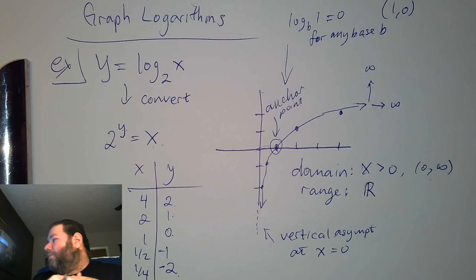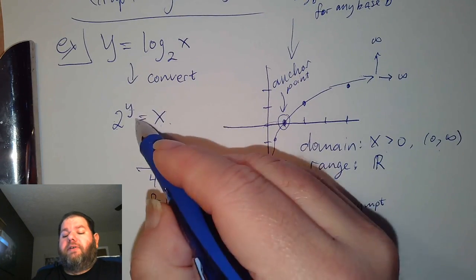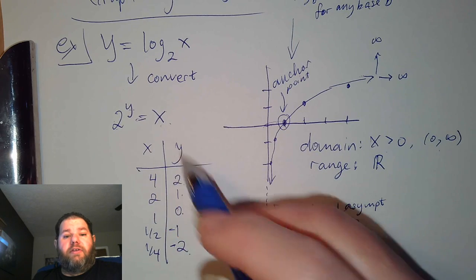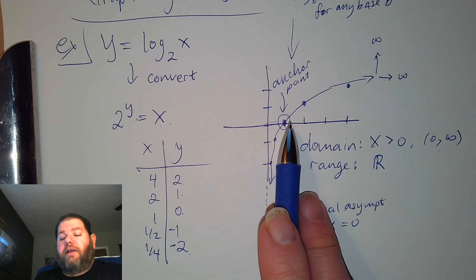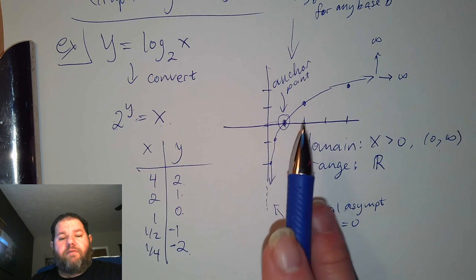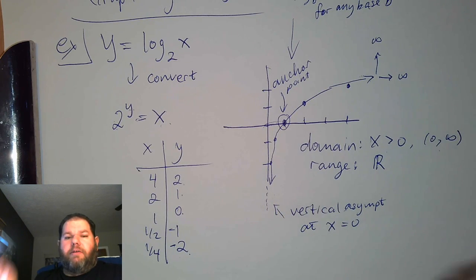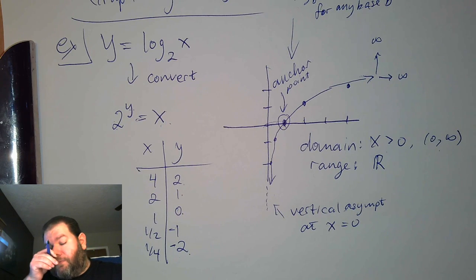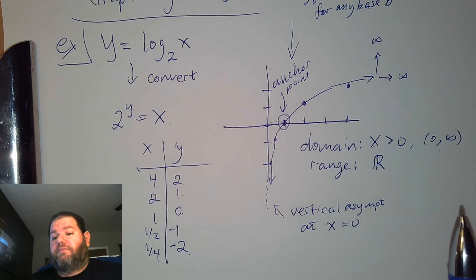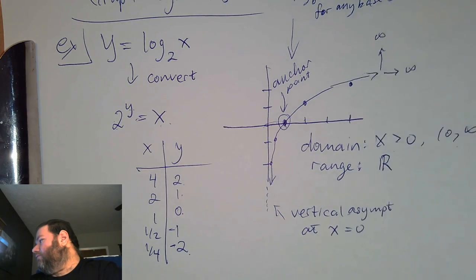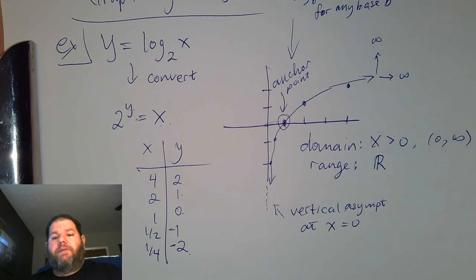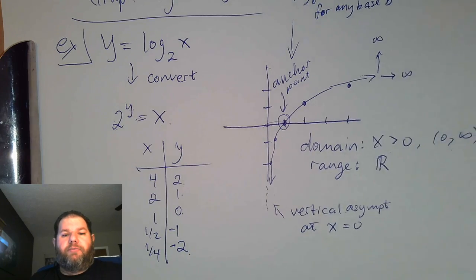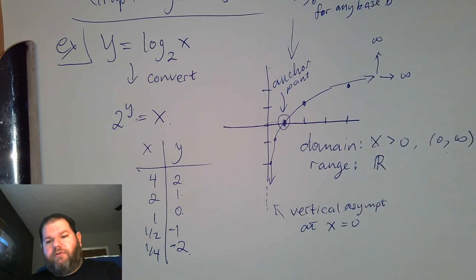So the point is, we don't always have to do this thing that I just did, where we converted it and then sketched the graph by picking points. Once we know what the basic graph looks like, we can just use our transformations and go from there. So move it left or right, up or down, and then flip it over axes, whatever we need to do. So again, 1, 0 is the anchor point for logarithms. 0, 1 was the anchor point for exponentials. They're reversed from each other.